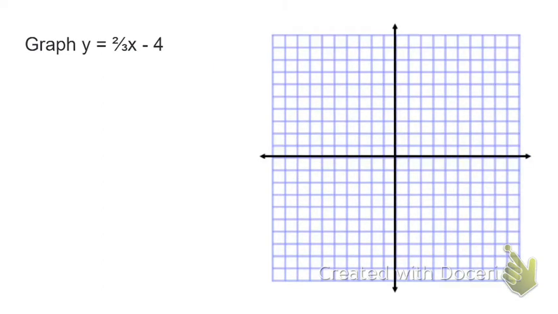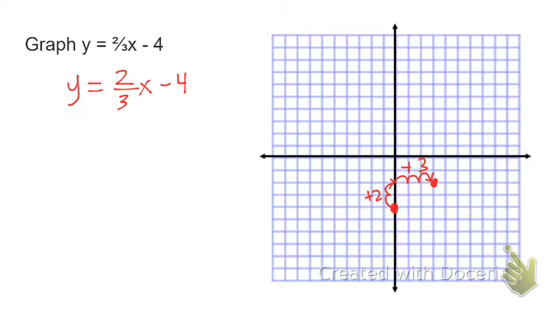y equals 2/3 x minus 4. I want you guys to pause the video and graph this one on your own. Let me rewrite it for you in case you're not used to seeing that 2/3 like that. It's the same thing, I'm just rewriting it. y equals 2/3 x minus 4. Pause the video and come back when you're done graphing it.